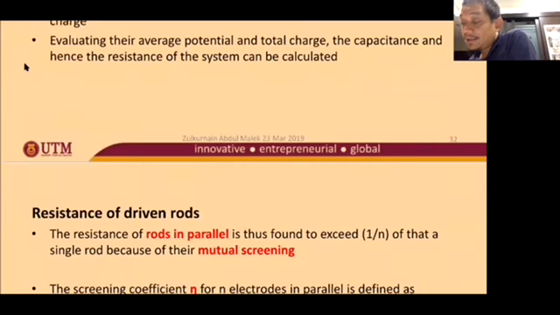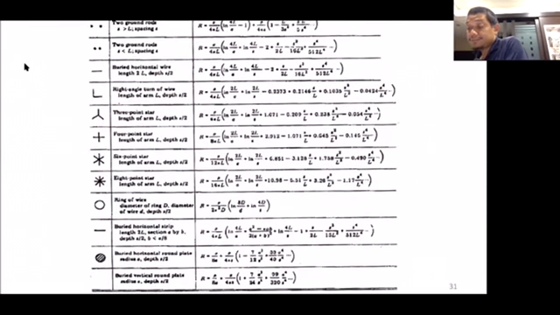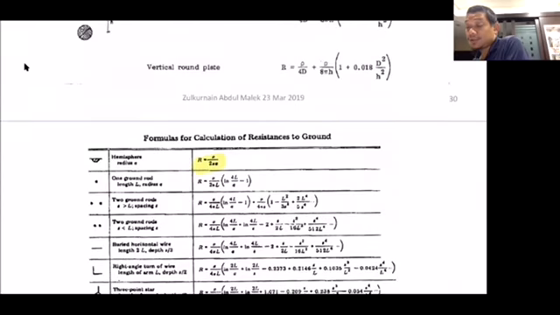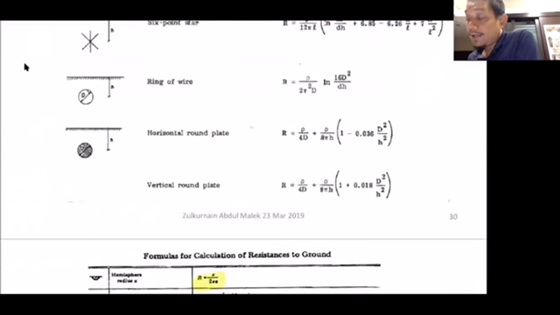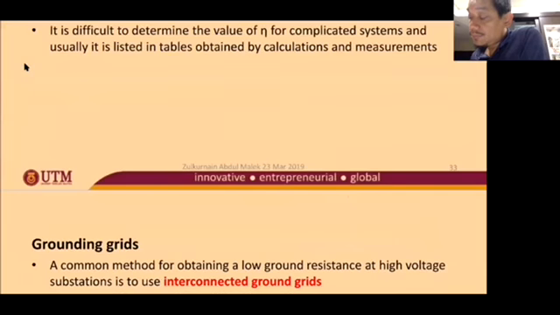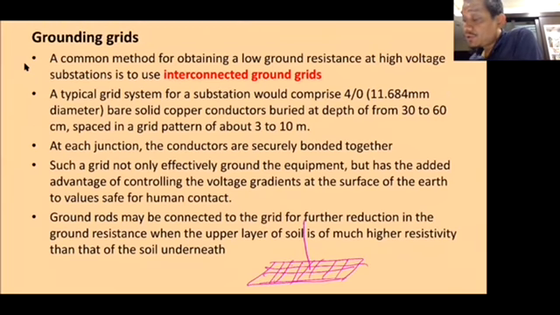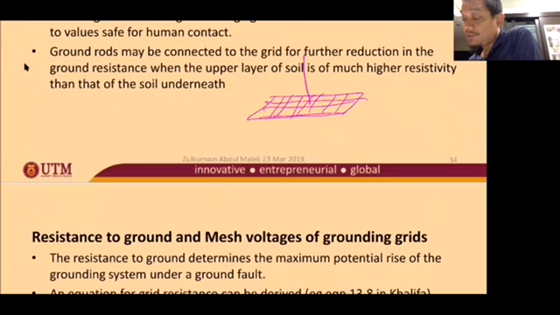But if you put a grid, I think there is an equation for the grid. Anyone see a grid? No, it's not here. Okay, grid means like this, inside the soil. It's like a mesh inside the soil. This is usually done for a substation. Okay, there's a formula for that.